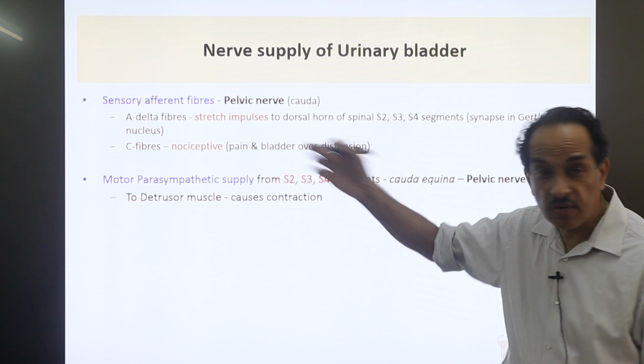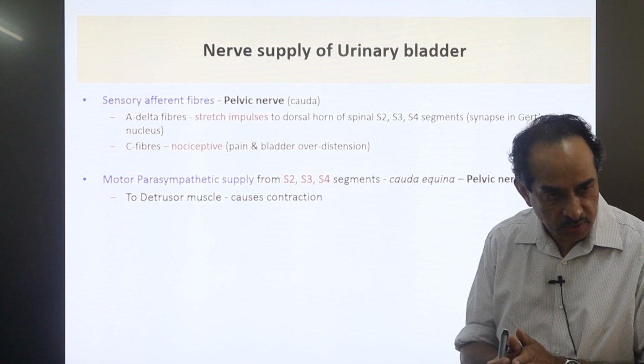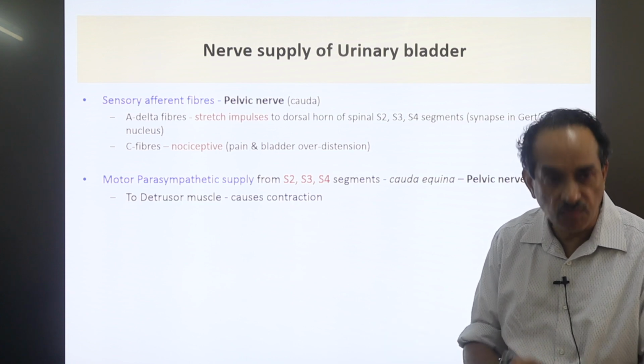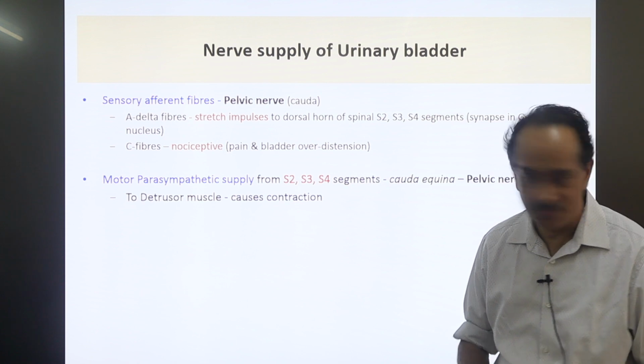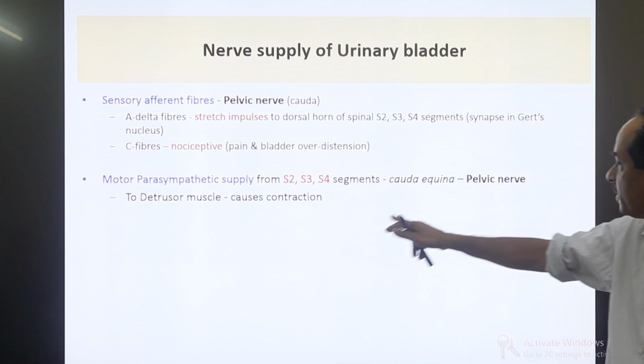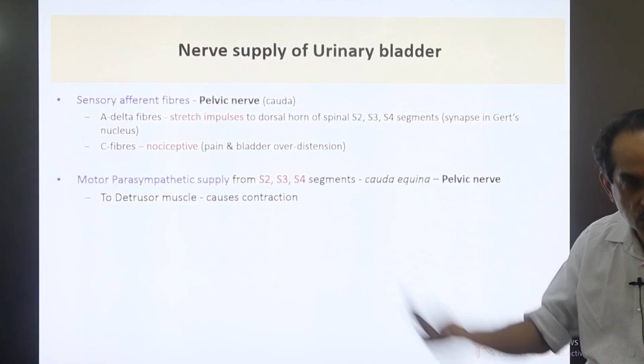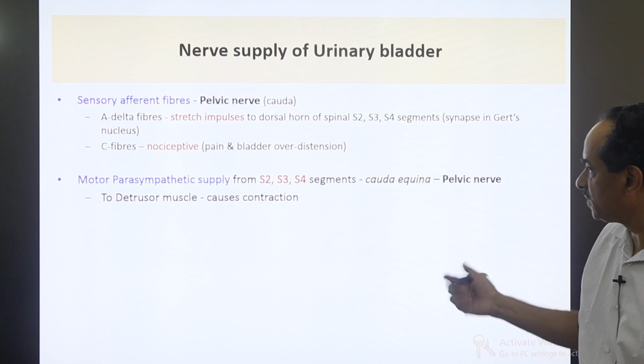Now the efferent pathways, what is required? You require one for the detrusor, one for the smooth muscle sphincter, and one for the skeletal sphincter. So the motor supply is parasympathetic from S2, S3, S4, that is what we drew there, through the pelvic nerve. The nerve is known as the pelvic nerve. That's the efferent.